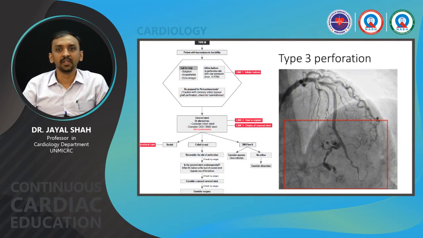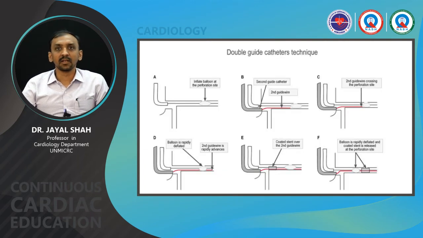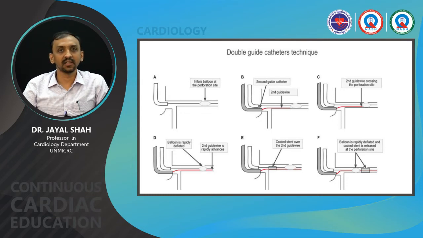If it is not sealed with the covered stent, reconsider the site of perforation and whether the covered stent is under-expanded. You have to inflate an NC balloon at the site of the covered stent and consider a second covered stent, and ultimately in resistant cases we might have to consider surgery. This is the double guide catheter technique, which is often used in the treatment of type 3 perforation, where another guide is taken simultaneously, a wire is advanced, and a covered stent is taken over the second wire.